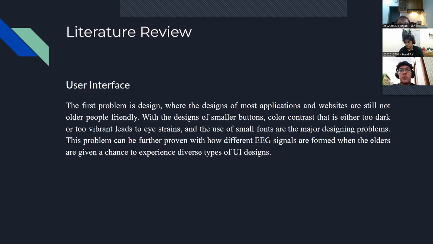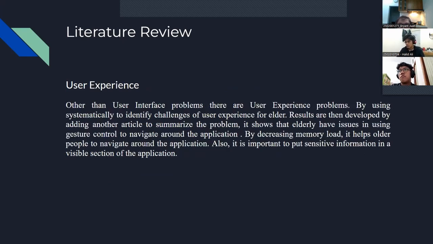Literature review. User interface. The first problem is design, where the designs of most applications and websites are still not all older people friendly. With the designs of smaller buttons, color contrast that is either too dark or too vibrant leads to eye strain, and the use of small fonts are the major design problems. And then this leads to user experience problems.